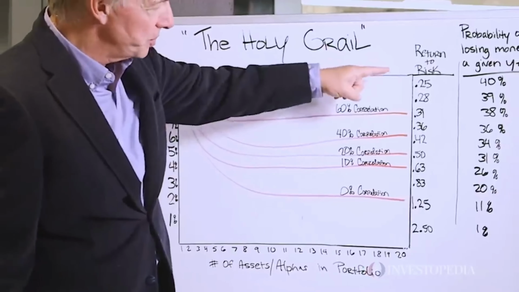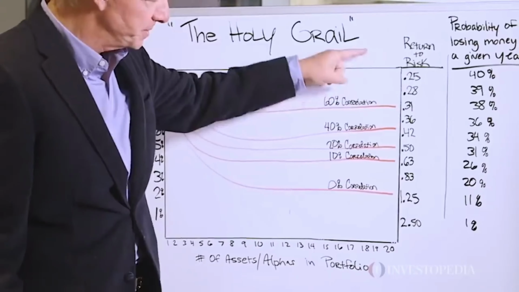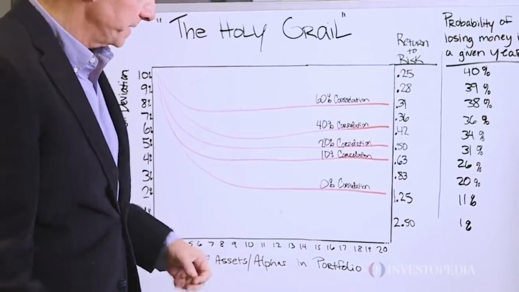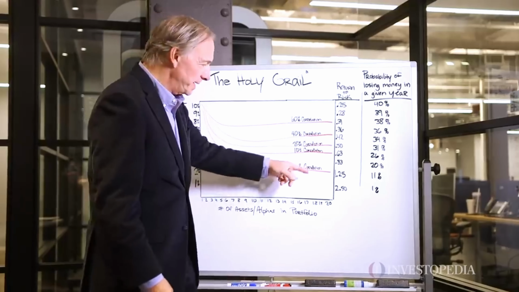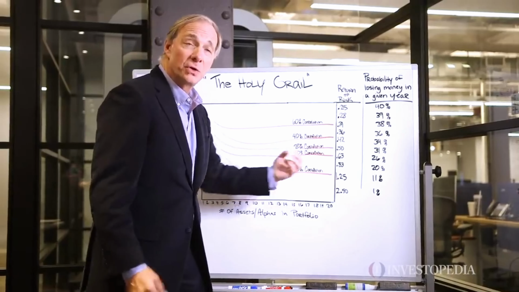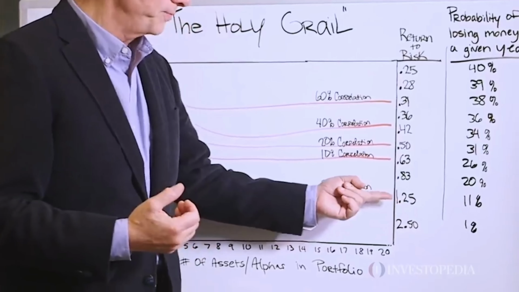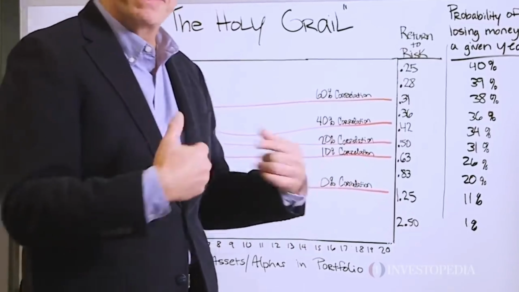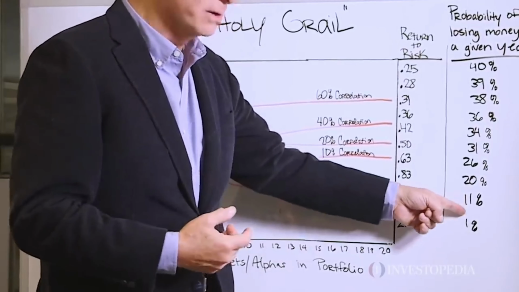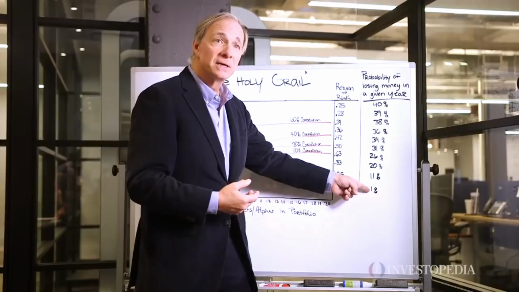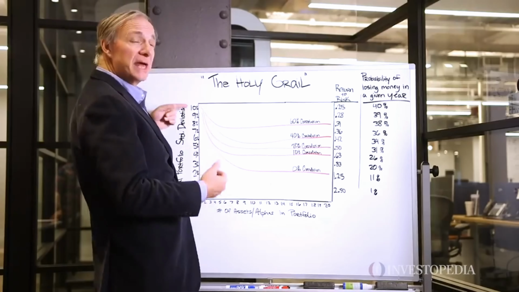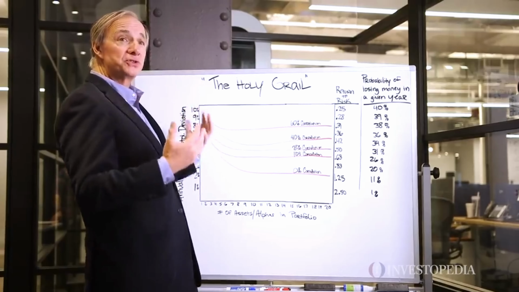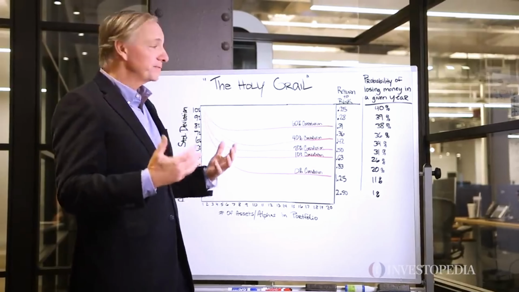So this is the return to risk ratio that happens for each one of those. If I can get zero correlation and I have 15 to 20, I'll have an information ratio, a return to risk ratio, of 1.25. That means my probability of losing money in a year is only 11%, as distinct from 40% with any one of us. So that's the power of portfolio construction and the power of diversification.